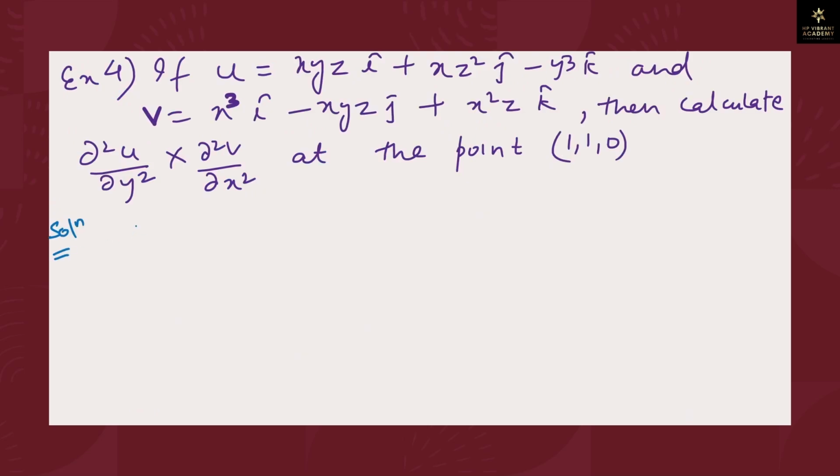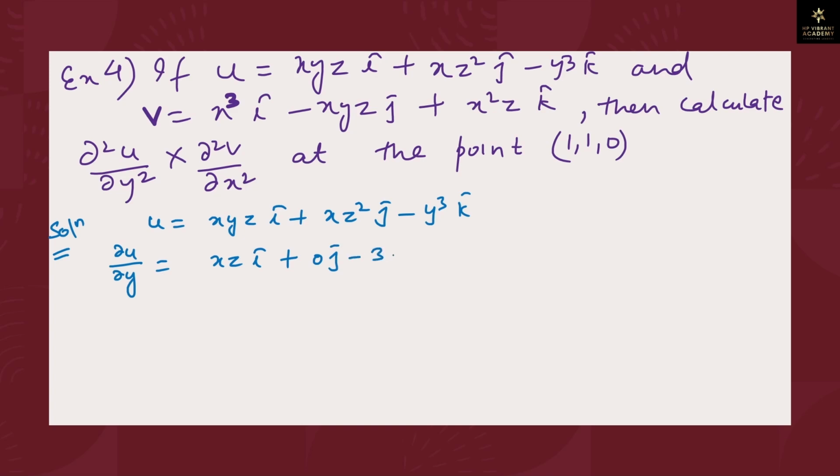How we can solve this? So we have the value of u as u is equal to xyz i cap plus xz square j cap minus y cube k cap. Okay, so let us find del u upon del y. So del u upon del y is xz i cap plus 0 j cap minus 3y square k cap. And we have del 2 u upon del y square is equal to minus 6y k cap.